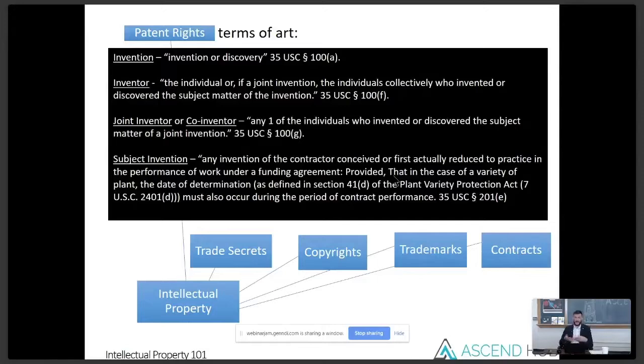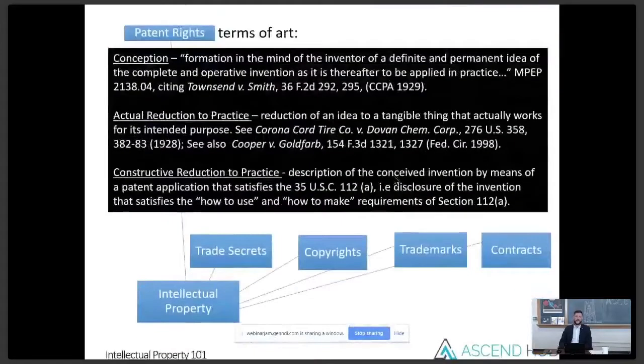the university and its constituents, conceived or first actually reduced to practice in the performance of work under a funding agreement, provided that in the case of a variety of plant, the date of determination must also occur during the period of contract performance. We'll talk about plants a little bit later, but the important thing to remember here is that federally funded work and work that's funded through state flow-through agencies are called subject inventions, and that the government retains certain rights in those inventions.